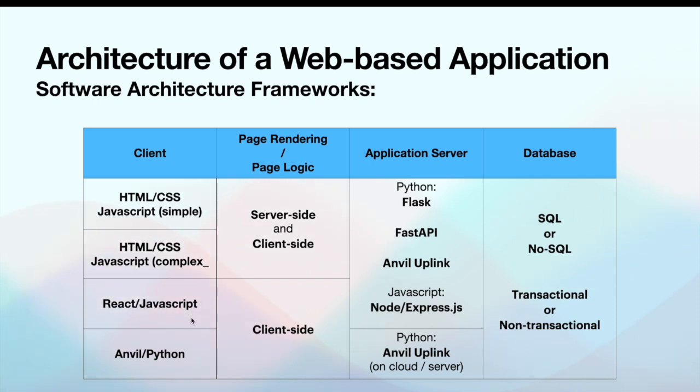And then there's Anvil Python. It's a niche framework where the user interface code can be written entirely in Python, yet it runs right in the browser. It's amazing. That's incredible. Python in the browser. So what about how the pages actually get drawn and processed? Page rendering and logic can be server-side and client-side combined.